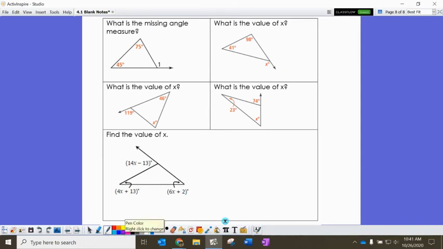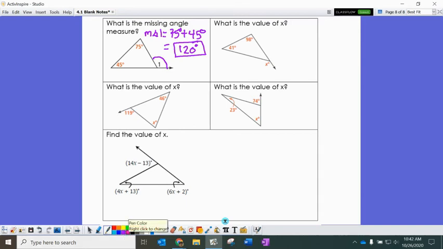What is the missing angle measure? Well, they would like to know this angle here, our exterior angle, and our new theorem says that the measure of angle 1, that exterior angle, will just be the sum of the 2 remote interiors. The 2 remote interiors, I can see them there, are 75 degrees and 45 degrees. 75 plus 45 is 120 degrees. So this exterior angle here is 120 degrees.